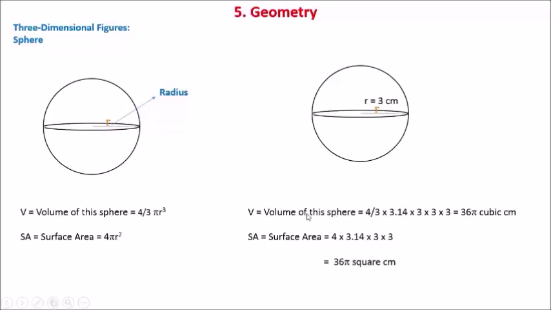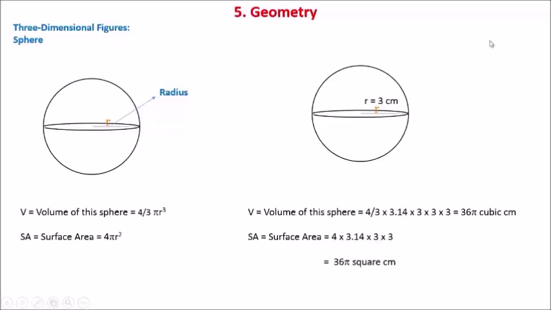So let's say I've got a ball with 3 centimeter radius. Then the volume of the sphere is 4/3 times pi, which is 3.14, times r cubed, which means 3 times 3 times 3. Okay, 36 pi. Sometimes in the answer, they will leave it as pi, like 36 pi. Sometimes you can plug in pi as 3.14 and then use the calculator to calculate it. Surface area is 4 pi r squared, 4 times pi 3.14 times r squared, 3 times 3.